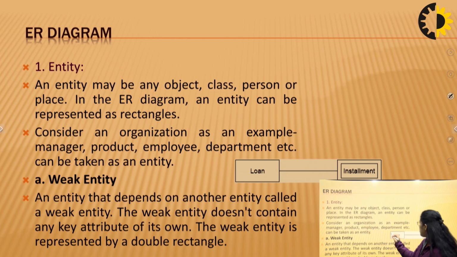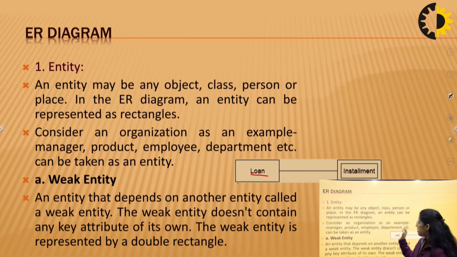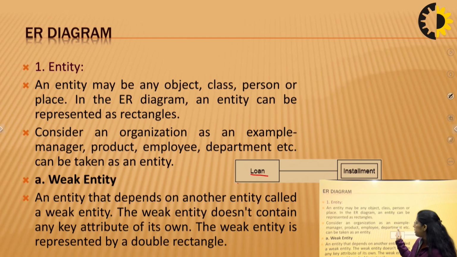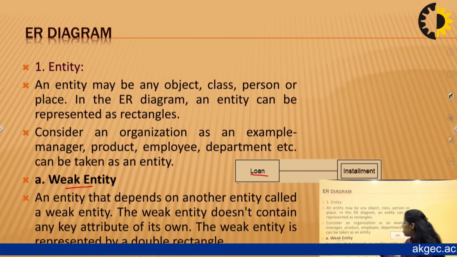Here, as you can see, loan is an entity which is represented using a rectangular box. Consider an organization as an example where manager, product, employee, department can be taken as entities. So, what is a weak entity here? An entity that depends on another entity is called a weak entity.